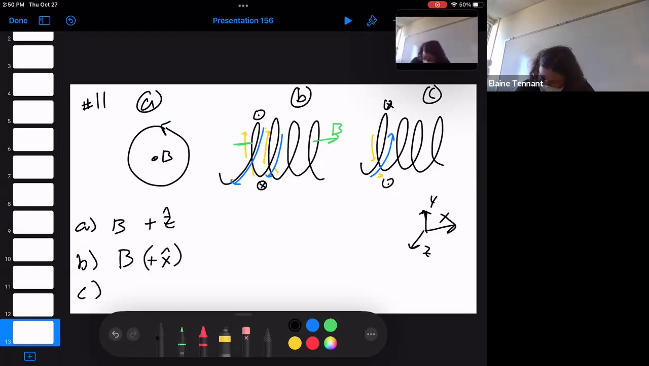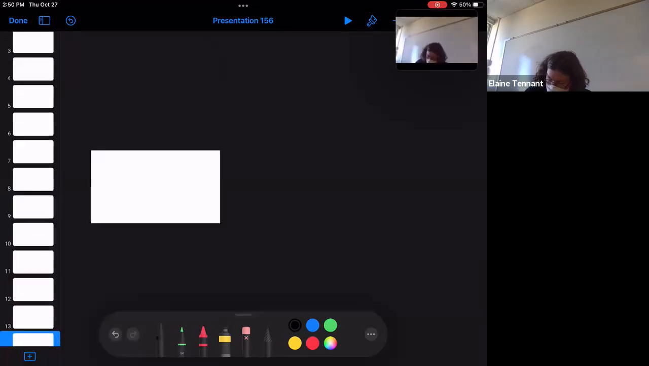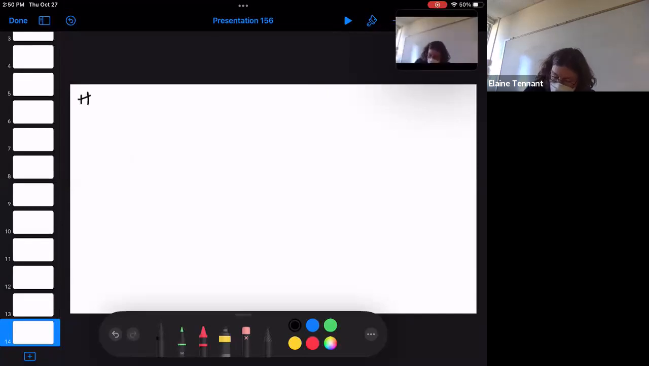Excellent. How about C? Which way should the magnetic field be? Negative X. Excellent. Reverse the current, you'll get the opposite direction. Okay, that seemed to go pretty well. Let's do just one more of these, and I will be confident in your ability to do the right-hand rule.